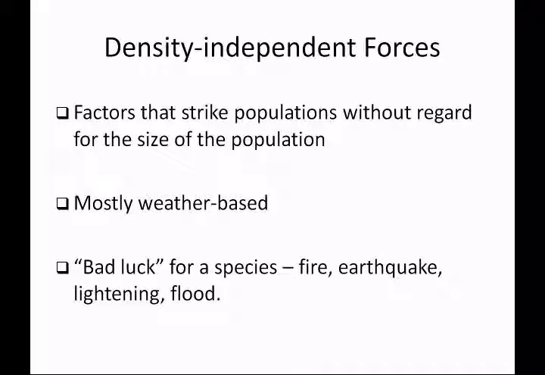If there's an earthquake, that can devastate populations. It doesn't matter how many are there, the earthquake is going to happen anyways. Things like lightning, things like floods.